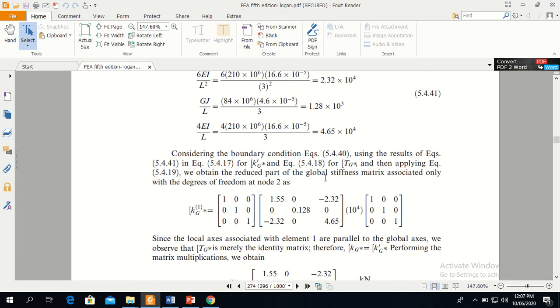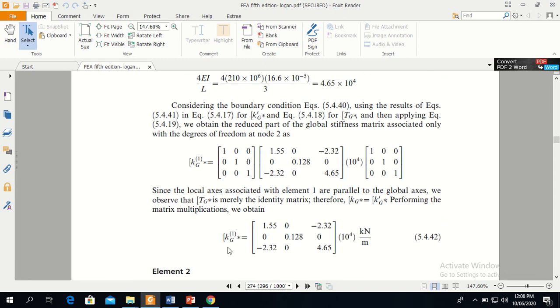Then the global stiffness matrix for element 1. So this is the transformation matrix, the transpose of the transformation matrix. This is the local stiffness matrix, and this is the transformation matrix. We will have to multiply these three matrices to have this global stiffness matrix for element 1.